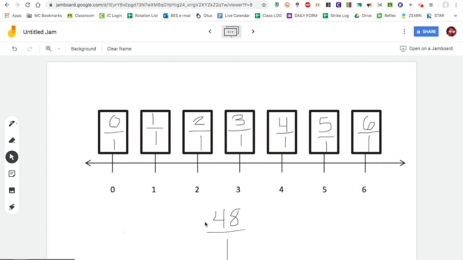So, pretty cool, pretty easy, I think. The learning target has been accomplished.